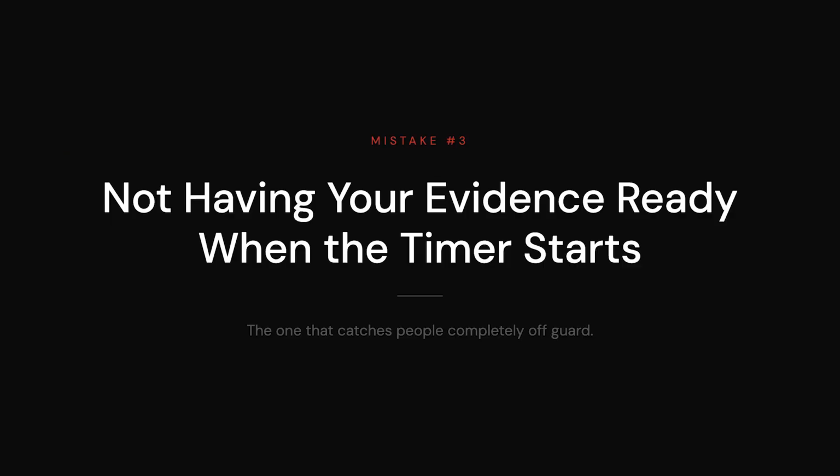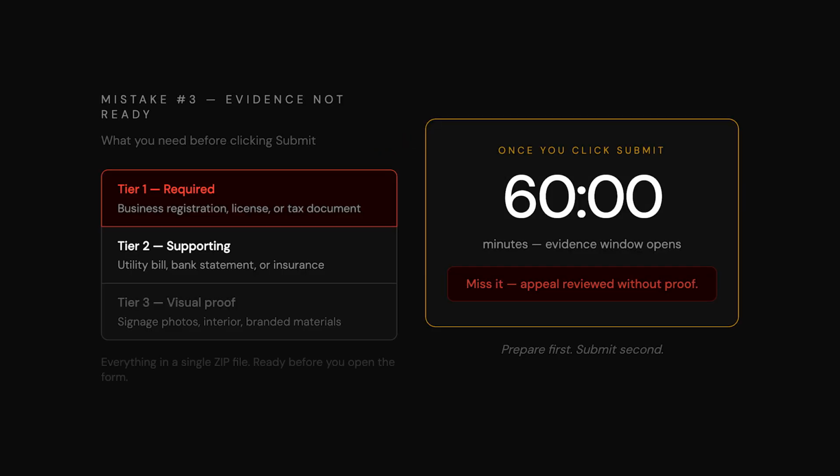Okay, the next mistake is not having your evidence ready when the timer starts. This is the one that catches people completely off guard. Here is what you need ready before you click submit. There are the most important documents, the tier 1: a business registration, license, or government tax document. Those are mandatory. Then there is what we could qualify as the tier 2 documents: the utility bill, bank statement, or insurance certificate showing the same name and address as your GBP. Those are not absolutely necessary, but you should have them and you should use them.